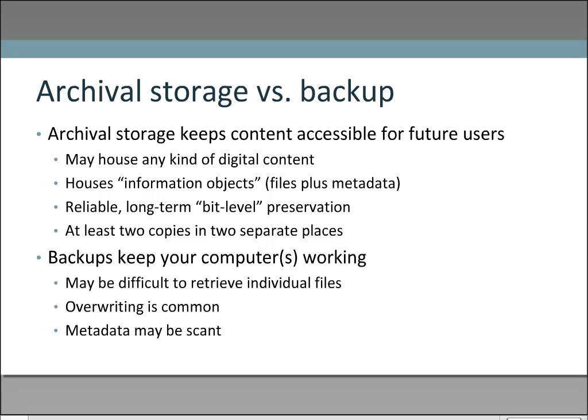Archival storage may house any kind of content, and it has to house both the content you seek to preserve and the metadata related to that object. For example, the files you copy via Data Accessioner and the XML file of metadata that Data Accessioner generates. In addition, archival storage involves keeping at least 2 copies of the content in 2 separate places to reduce the risk of loss.